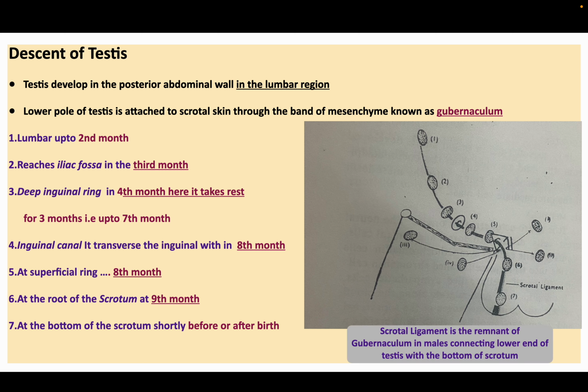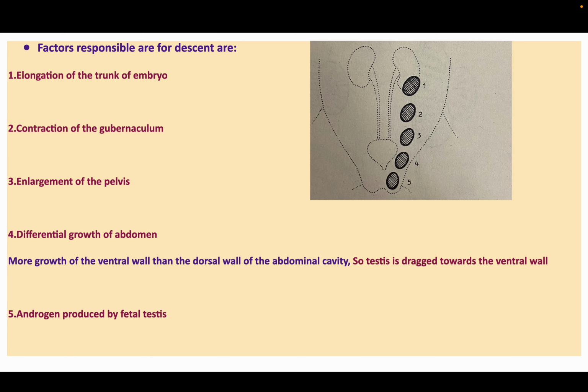Now this scrotal ligament is the remnant of gubernaculum in males, connecting the lower end of the testis with the bottom of scrotum. What are the factors which are responsible for the descent of the testis? That is elongation of the trunk of the embryo, then contraction of the gubernaculum. The gubernaculum is the mesenchymal band which is bringing the testis downward.